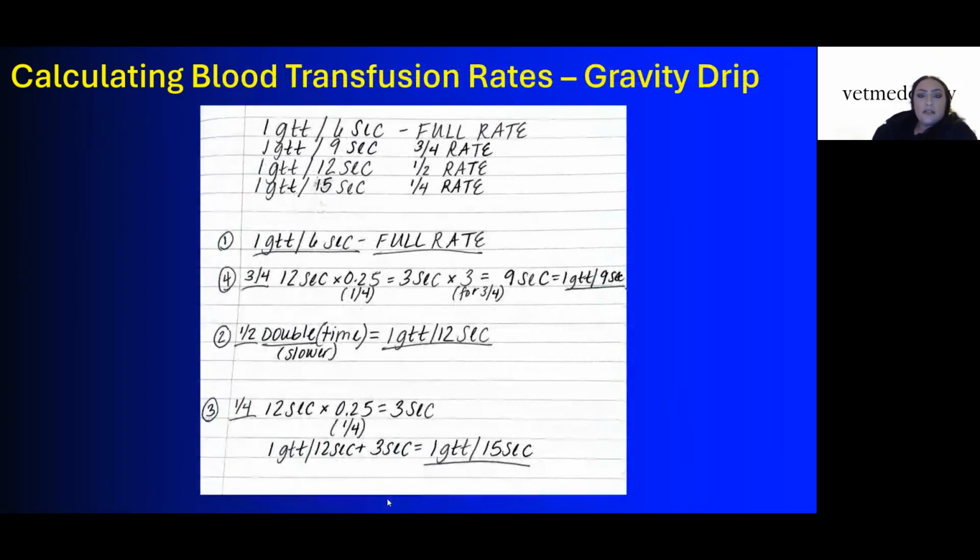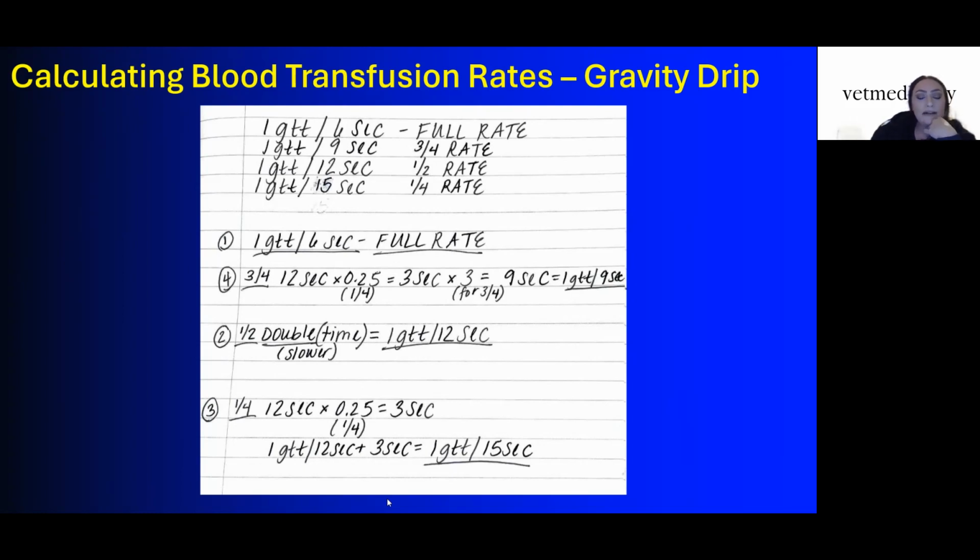So this is the blood transfusion rates for a gravity drip. So the full rate we just got, which was 1 drop per 6 seconds. And then we want to go ahead and try to half that with our half rates. So it's actually double, basically, which is slower. So 1 drop per 12 seconds as the half rate is a slower rate than 1 drop over 6 seconds.